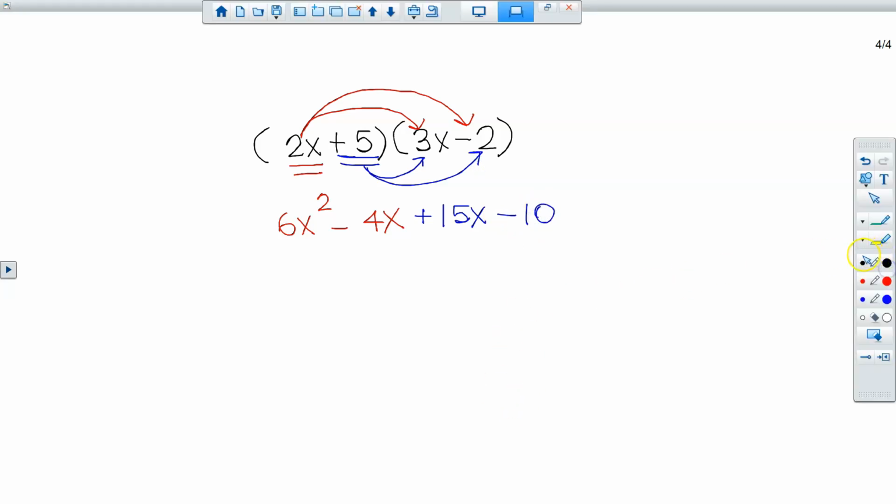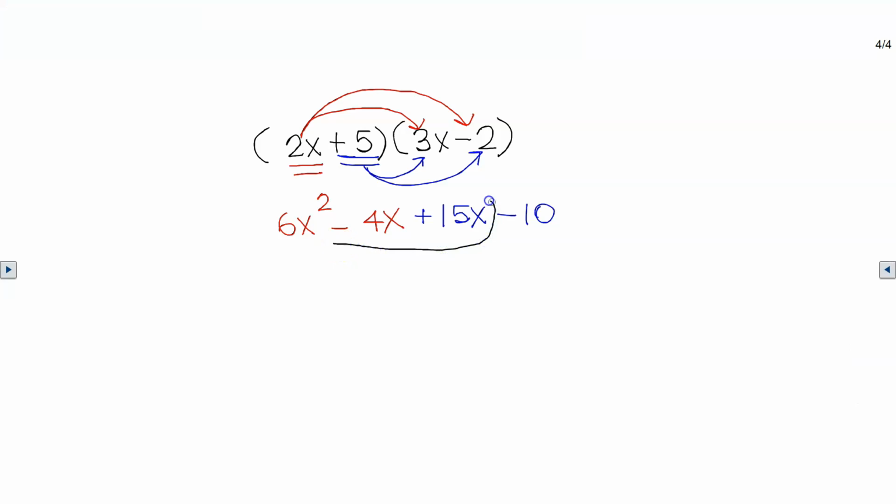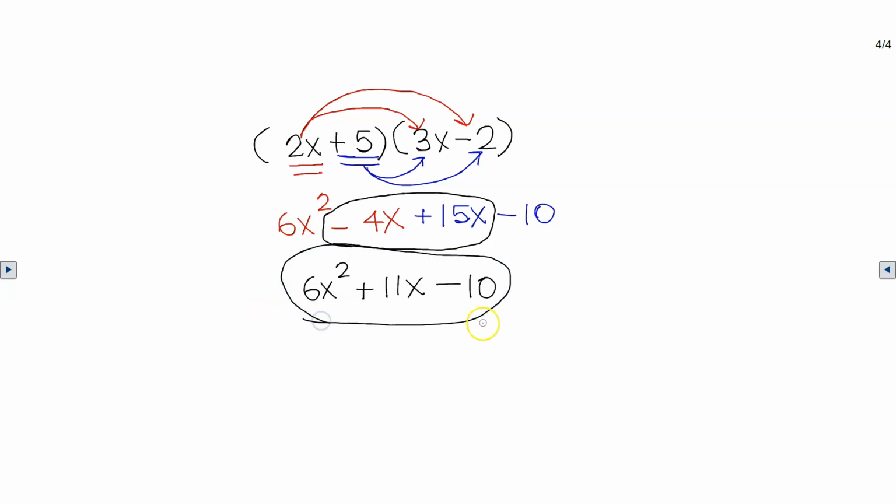All right, so notice at that point, all of the multiplying is done. We've made sure every term from the first polynomial was multiplied by every term in the second polynomial. So now we're going to see if we can combine like terms and simplify. And we can right here. So we have 6x squared. Negative 4x plus 15x is a positive 11x. And then we have our minus 10. So 6x squared plus 11x minus 10 is your final answer.